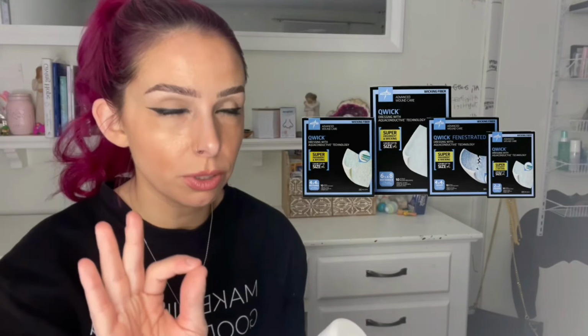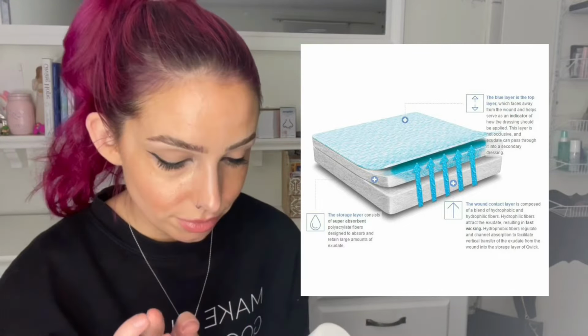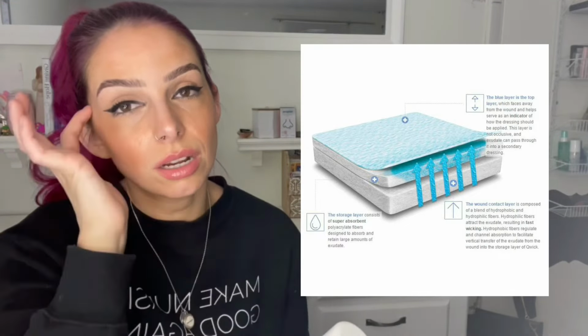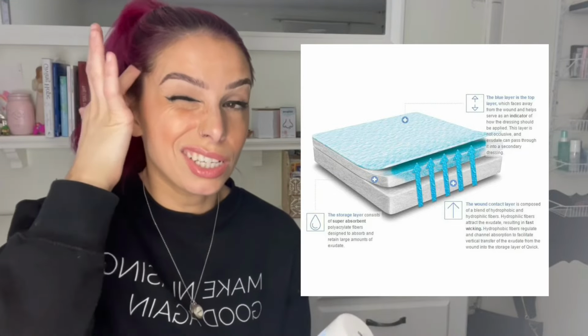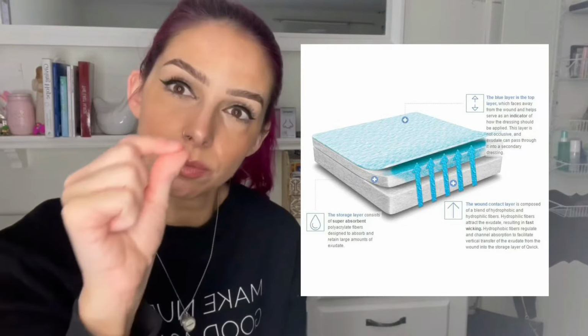So we also use a thing called Quick, Q-W-I-C-K. I don't know why they can't spell it like how it is. So this is used on our moderate to heavily draining wounds. It absorbs drainage. These things are non-adhesive too, so no stickiness. Neither is the calcium alginate. When you feel it, it's thick. Boop, boop, boop. It's like a little sponge.